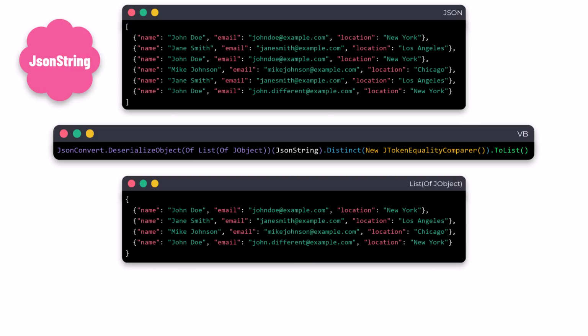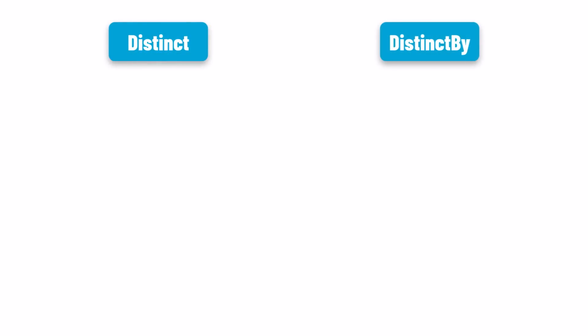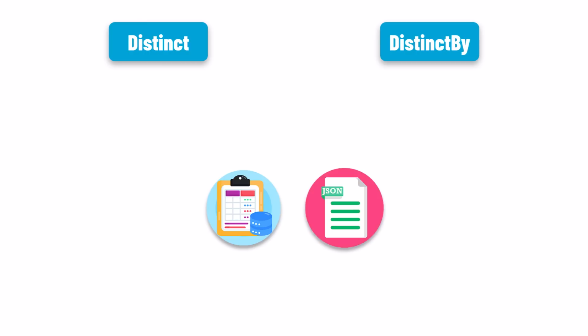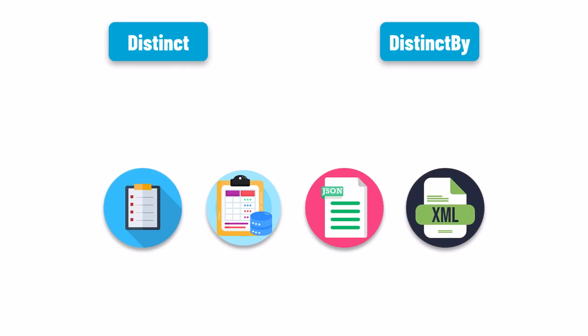We have covered quite a bit of ground today, from the basics of the distinct and DistinctBy methods in LINQ to practical applications in handling both tabular data and JSON. These techniques are fundamental in ensuring the uniqueness of data, which is a cornerstone of data integrity and analysis. Whether you are dealing with simple or complex data structures, LINQ provides you with the tools you need to shape and refine your data effectively.